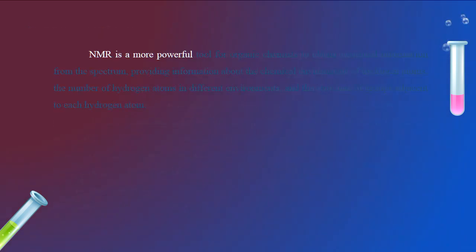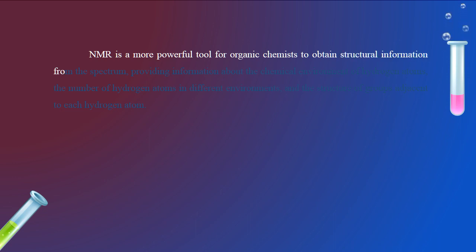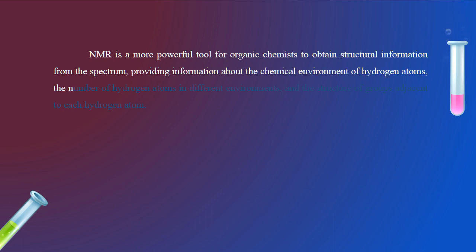And also, NMR is a more powerful tool for organic chemists to obtain structural information from the spectrum, providing information about the chemical environment of hydrogen atoms, the number of hydrogen atoms in different environments, and the structure of groups adjacent to each hydrogen atom.